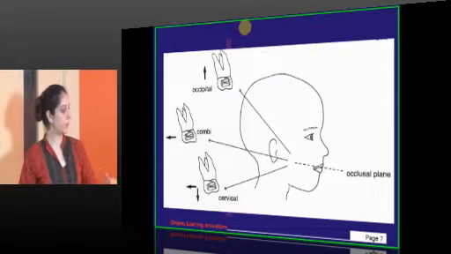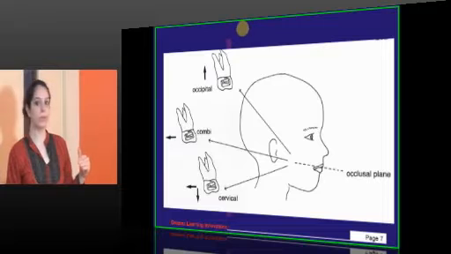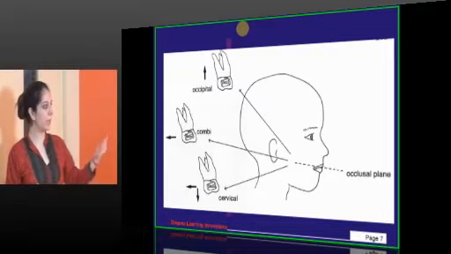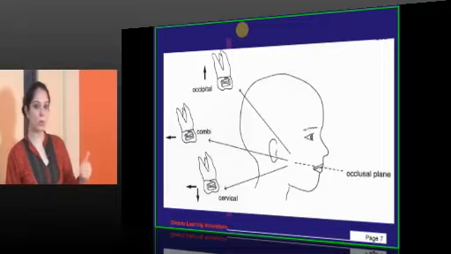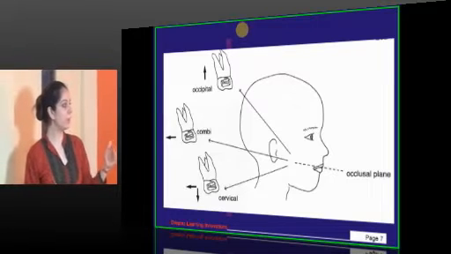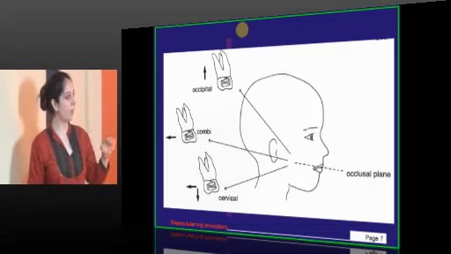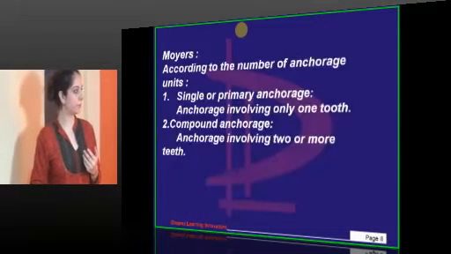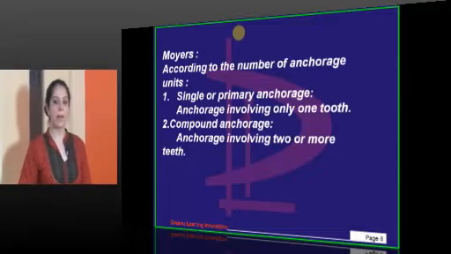So when we take an occlusal plane, according to the area of anchorage with respect to the occlusal plane, we divide the anchorage into the extraoral I'm talking about, that is cervical, it's below the occlusal plane. Combination, it is just around the area of the occlusal plane, and occipital when it is slightly above. Now he also classified anchorage according to the number of anchor units.